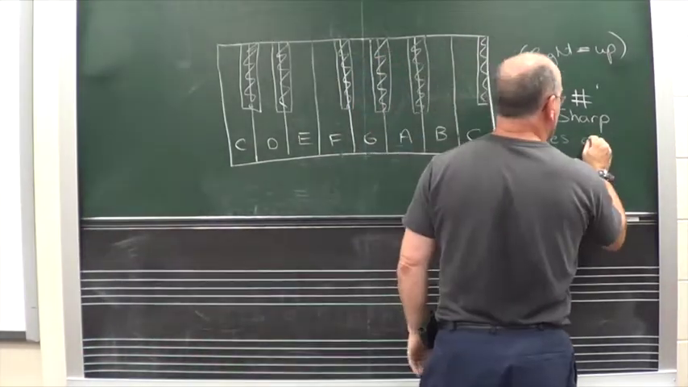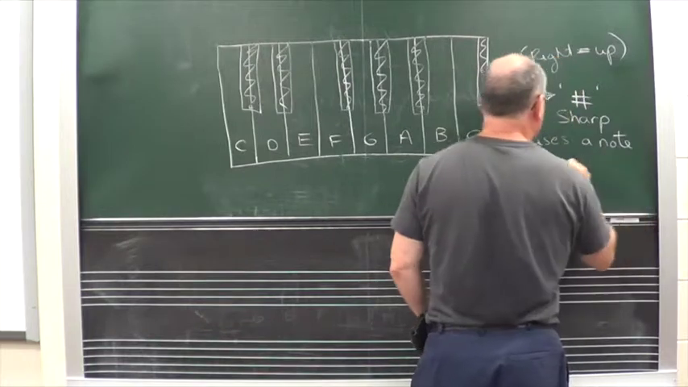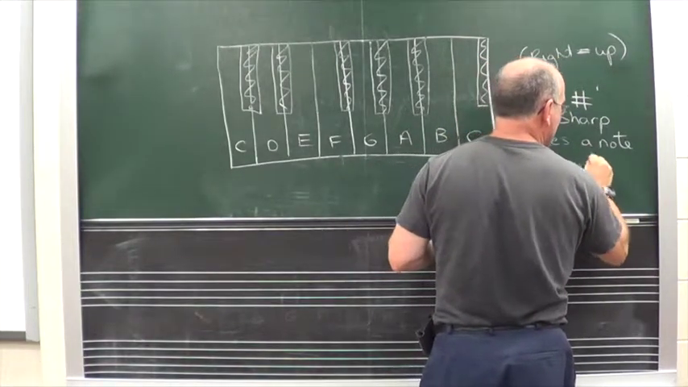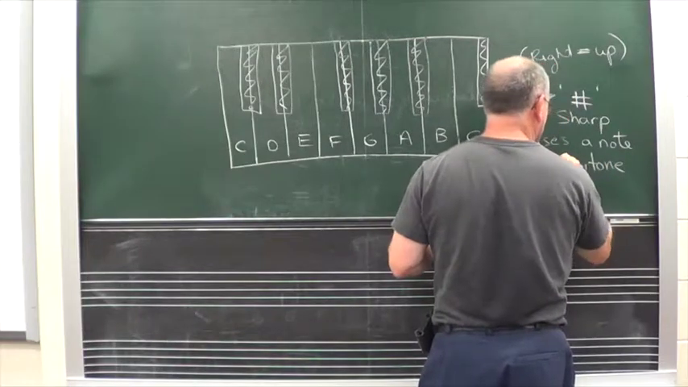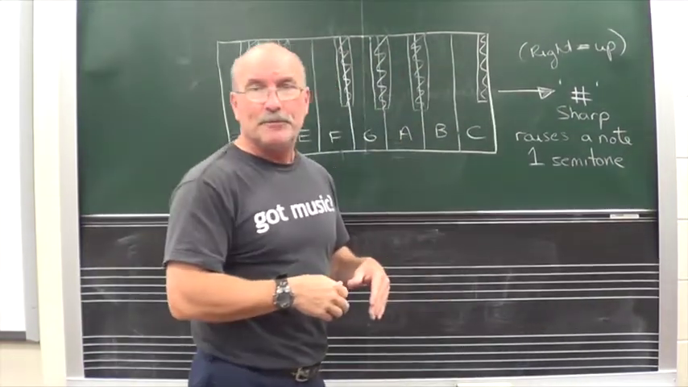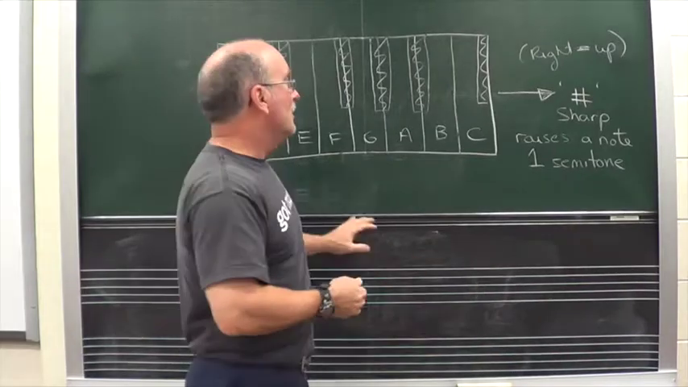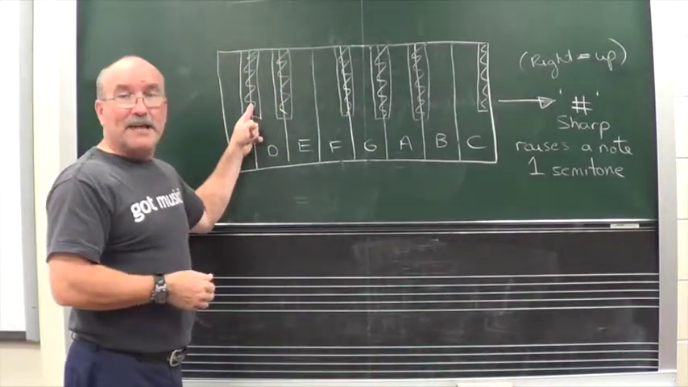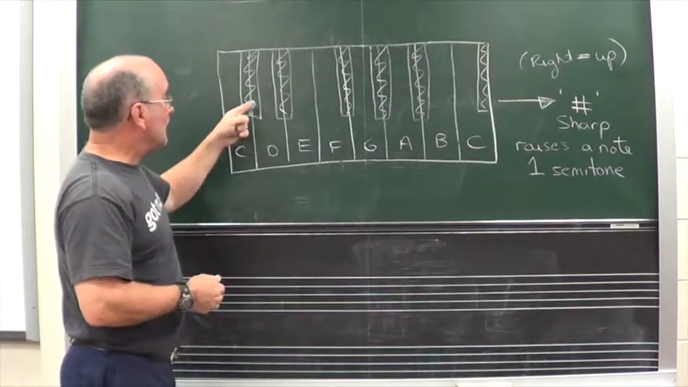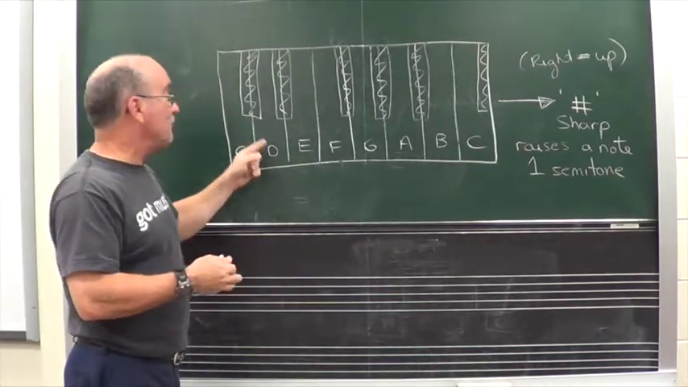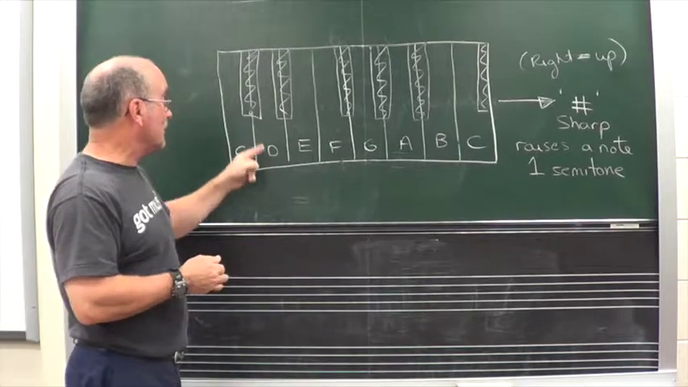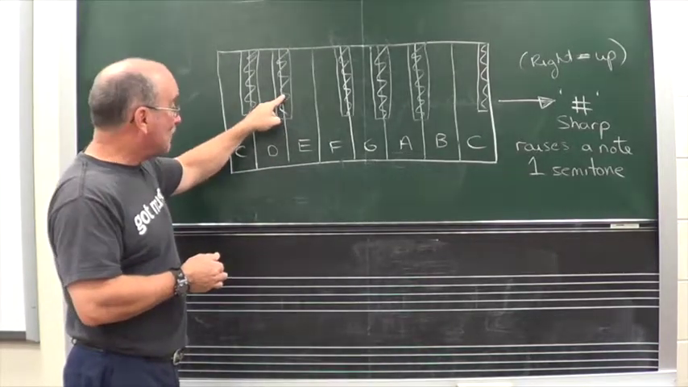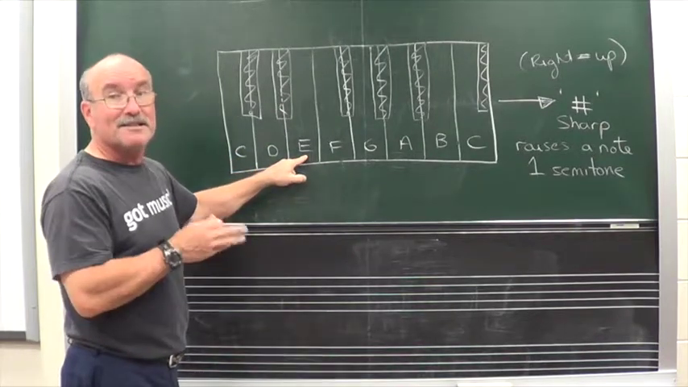It raises a note one semitone. A semi means half. So it's one semitone, or half a tone. So when you go from a white key to a black key, that is a semitone. When you go from a black key to an adjacent, that means beside, an adjacent white key, that's a semitone. From that white key to that black key, semitone. That black key to that white key, semitone.